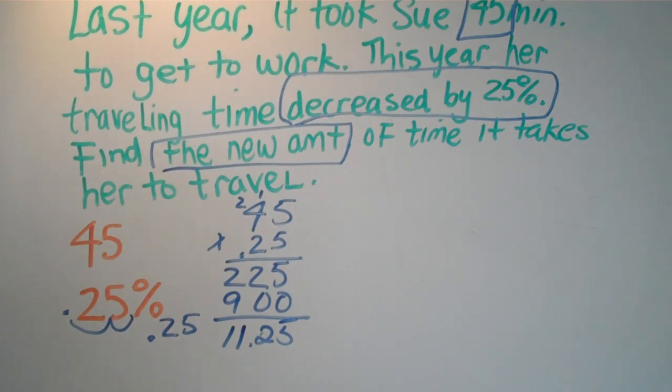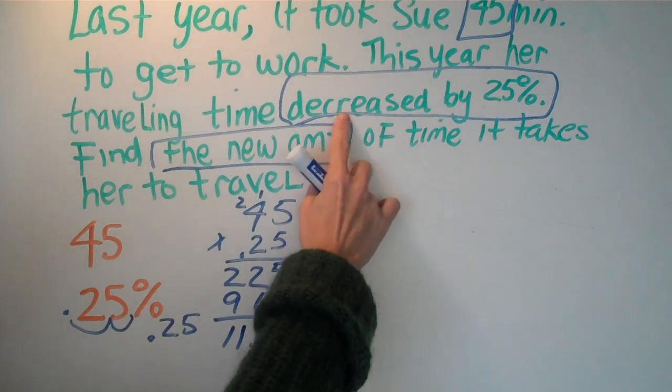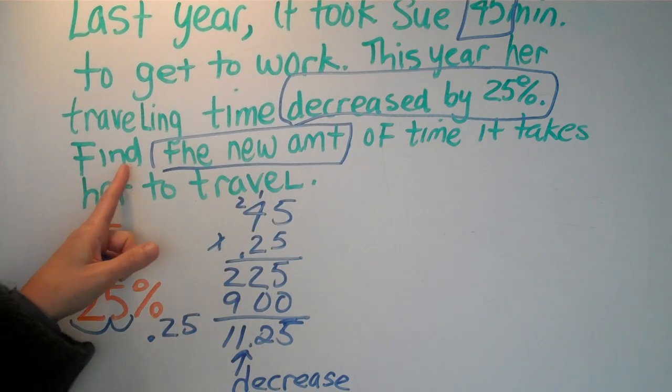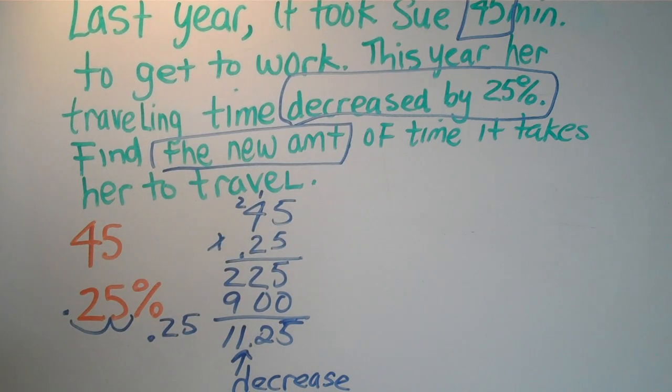So our savings, or I shouldn't say savings actually, our decrease, right? Because we're talking about a 25% decrease. Our decrease is 11.25. Now in the last problem we called it a discount. Here we're just saying it's a decrease, which is really the same thing, just a different word. So now the decrease is not our answer because they didn't say find the decrease. Just like in the last problem, they didn't say find the discount. They're asking for you to find the new amount of time it takes her to travel.